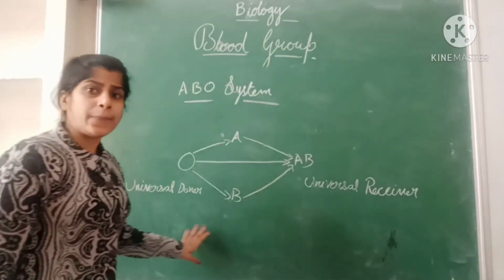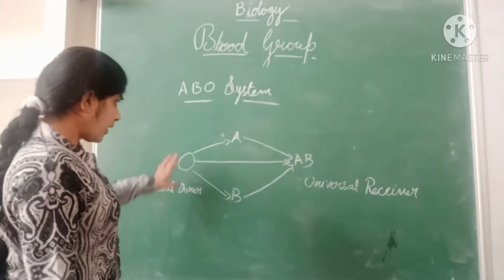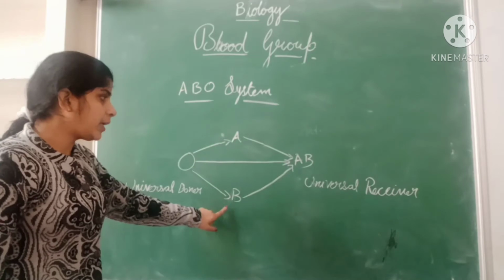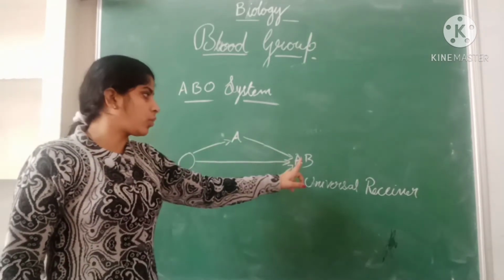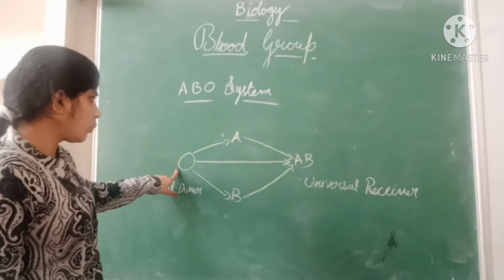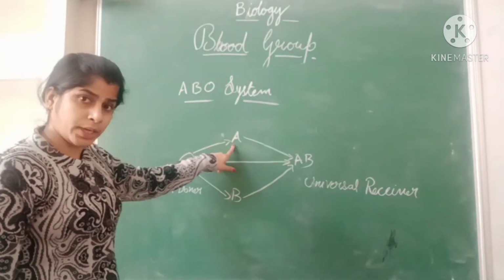Okay, next is the ABO system. What is this ABO system? The ABO system shows that the O group, A group and B group can donate blood to the AB group. The A group can donate blood to the A group.